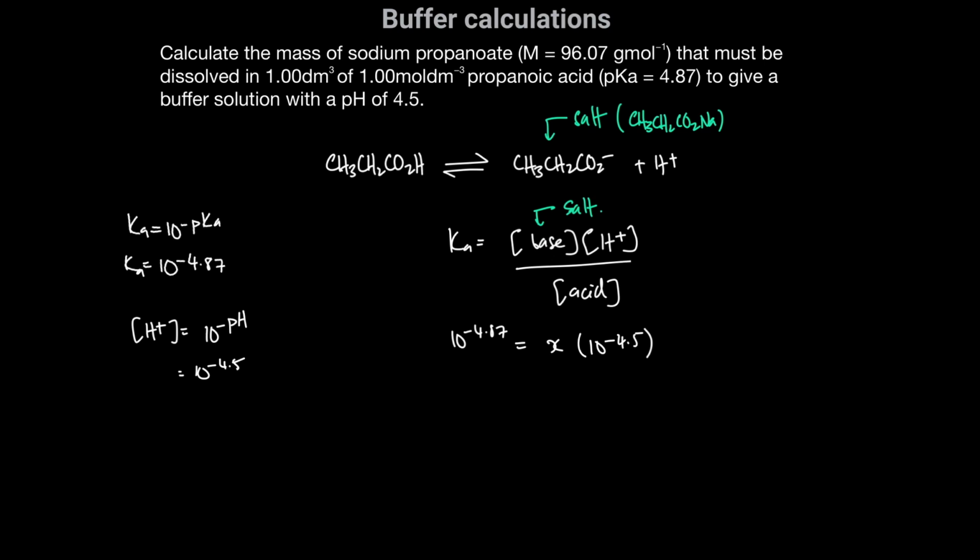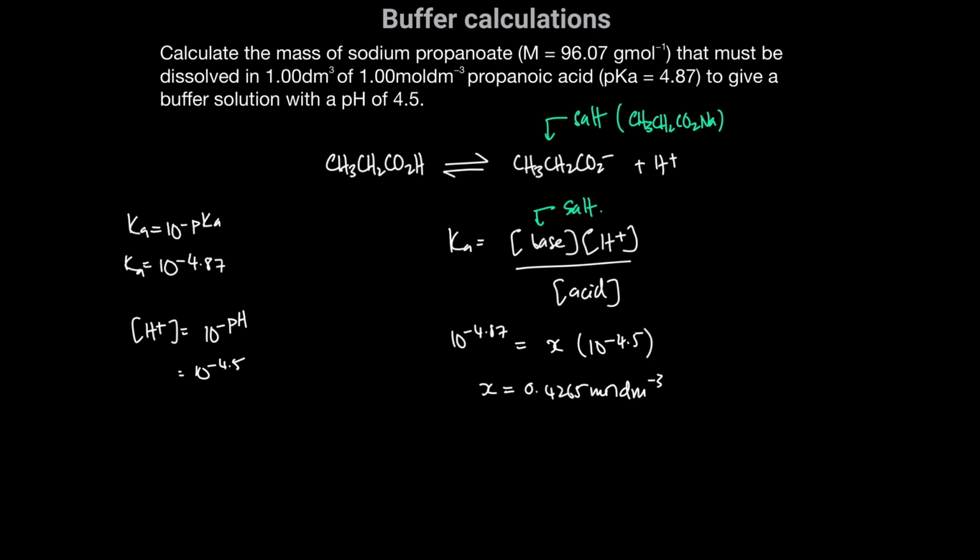And the concentration of acid is just 1 mole per decimeter cube, right? We assume that the final concentration is just the initial concentration. So this is just 1 mole per dm cube, so we just divide by 1, which we don't need to do. So then, what does the value of X come out to? X comes out to 0.4265 moles per decimeter cube, right? So we know the concentration of propanoate ions in this buffer solution.